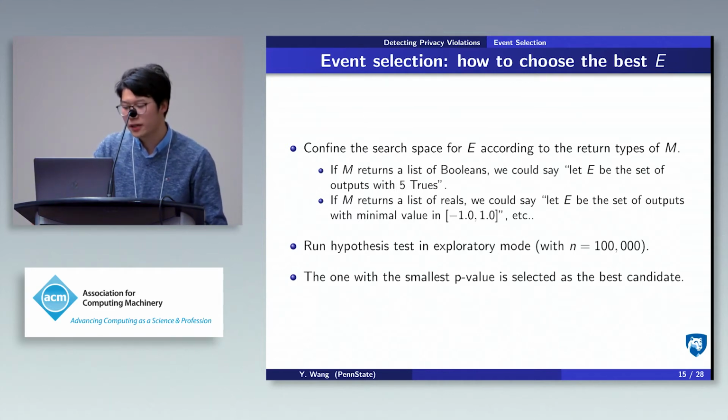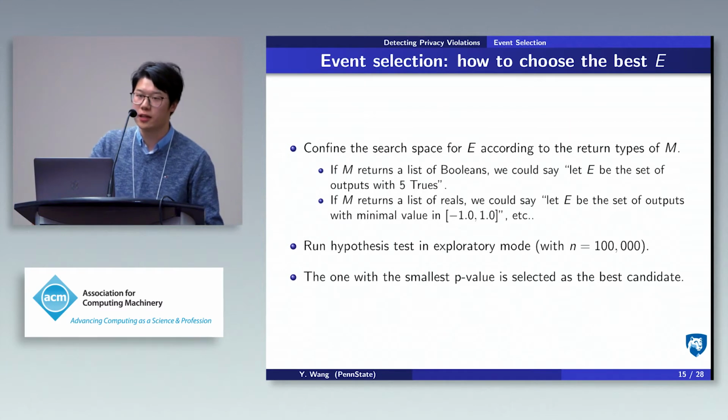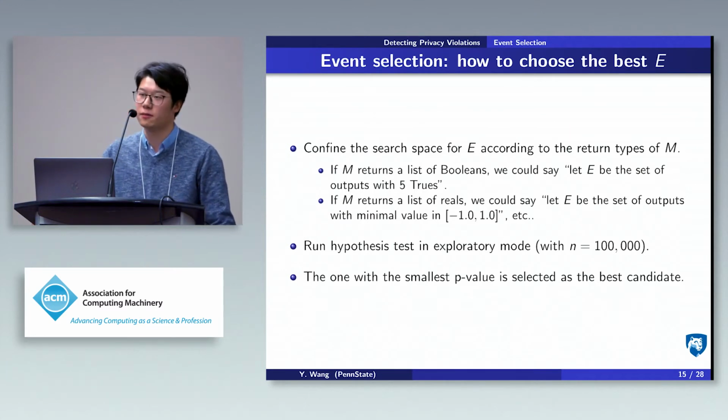For example, if the output of the algorithm is a list of booleans, we could just let E be the set of output with 5 truths. Or if the algorithm returns a list of reals, we can let E be the set of output with minimal value in the range from -1 to +1.